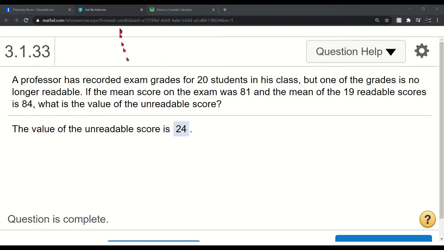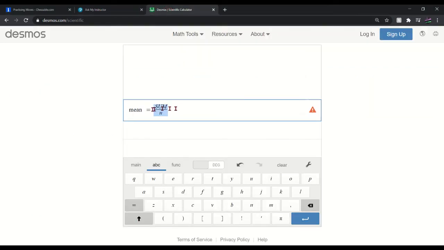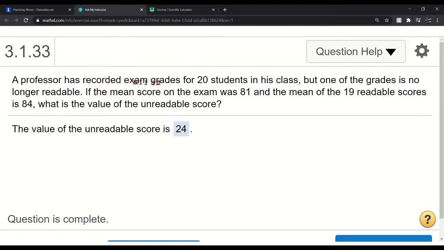Well, we want to understand the mean, right? This question is going to really help us understand what the mean is, and it's going to show us something interesting about the mean. You see, the mean of an exam is the sum of the scores divided by however many scores there were. So for instance, look at this formula: mean equals the sum divided by n. Well, the sum of what? 19 students, 20 students? What's going on in this question?